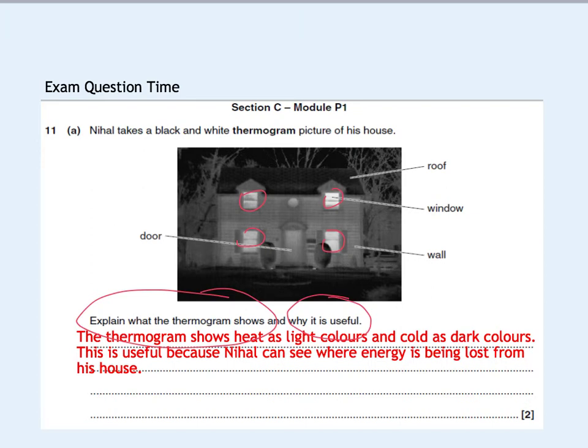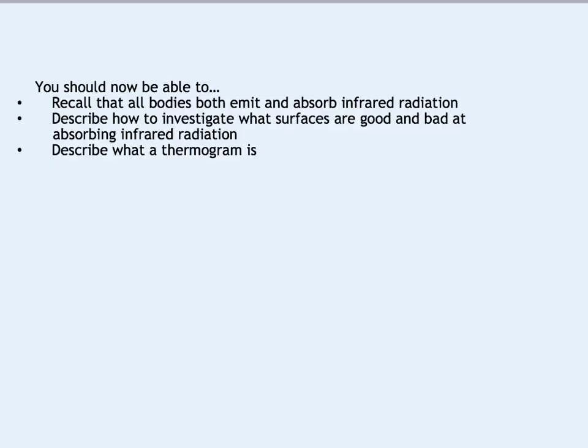Okay, so now let's go through what we should have learnt in this revision session. You should now be able to recall that all bodies both emit and absorb infrared radiation, and maybe you should be able to describe how to investigate what surfaces are good and bad at absorbing this infrared radiation. If I was going to do this, I'd perhaps look at some beakers or test tubes full of boiling water and covering them with different materials. So dark materials, foil, light materials, and measuring the temperature.